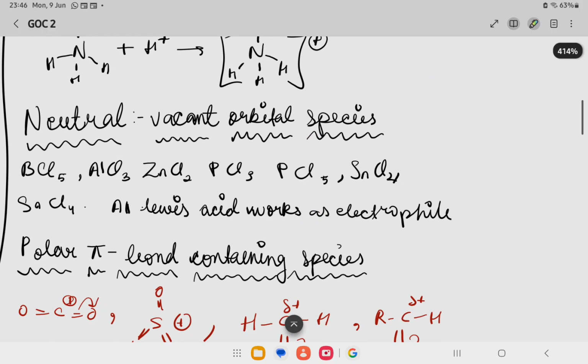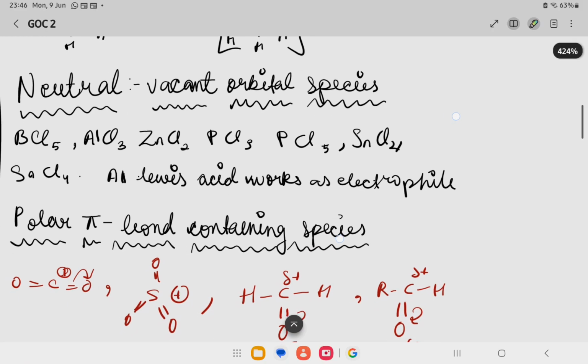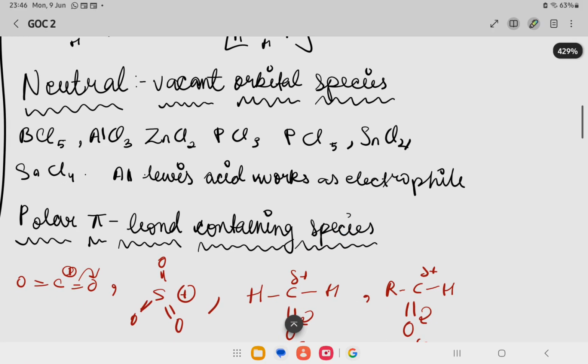Now, neutral vacant orbitals. हम लोग कैटायन के बारे में पढ़ लिए कि वो क्यों इलेक्ट्रोफाइल होता है. अब हम लोग वेकेंट ऑर्बिटल्स के बारे में जानते हैं. Why is it an electrophile, neutral vacant orbital. Examples दिया हुआ है. This is all, okay. All Lewis acids work as electrophiles because of the vacant orbital.